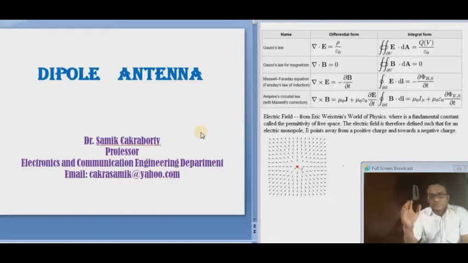The first thing you have to know is how electrical signals are converted into electromagnetic signals. That comes from Gauss's law of electromagnetism. Gauss's law of electrostatics basically says that divergence of E is rho by epsilon 0.